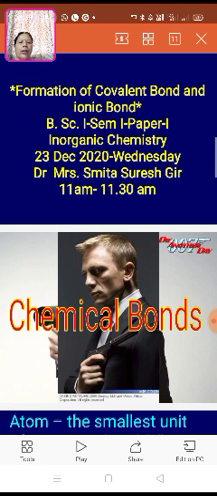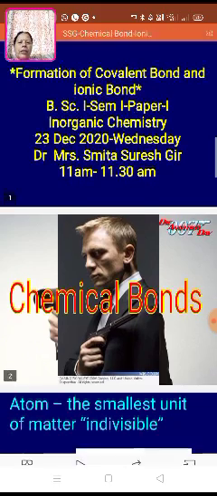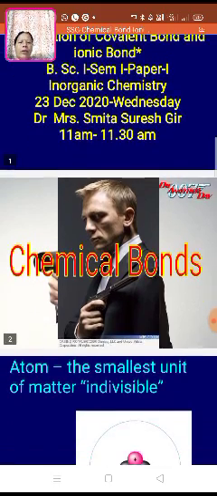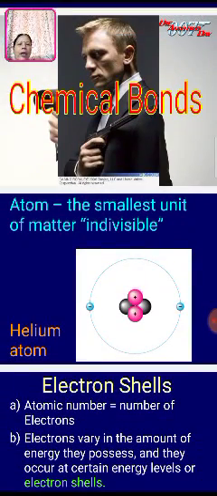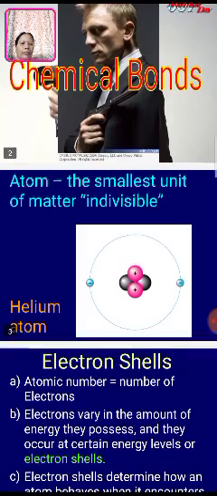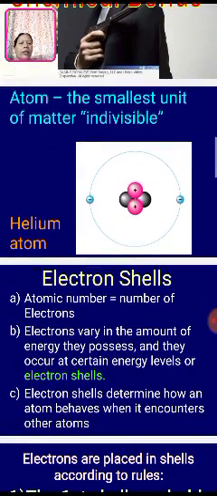Formation of covalent bond and the ionic bond. Last lecture we have seen about the chemical bonds, the molecular structure, the atom, ion, and the molecule. What is the atom? Atom is nothing but the smallest unit of matter which is indivisible. Here is the helium element which has two electrons in its orbital. Therefore, see how that atom is to be distributed.